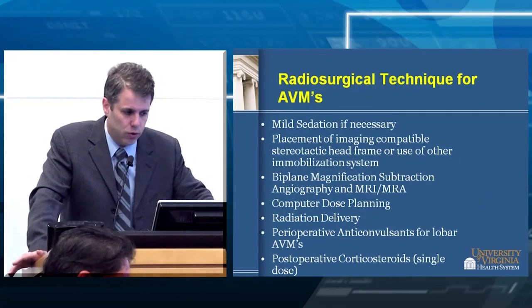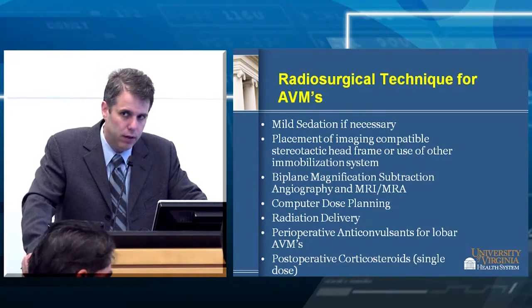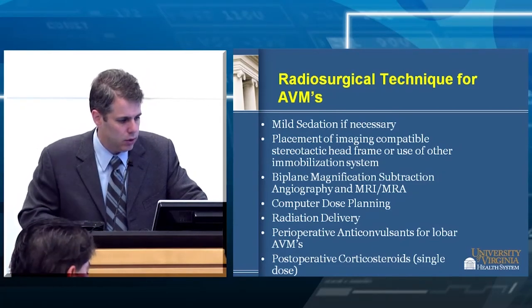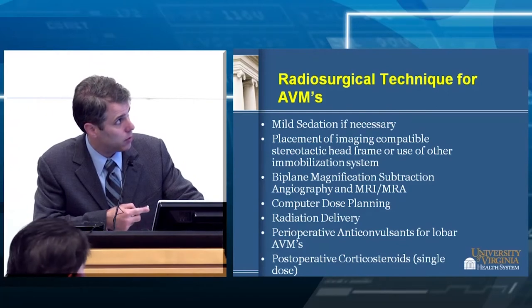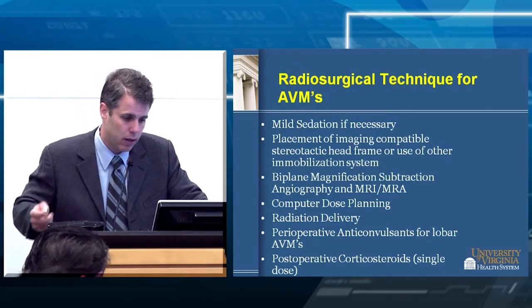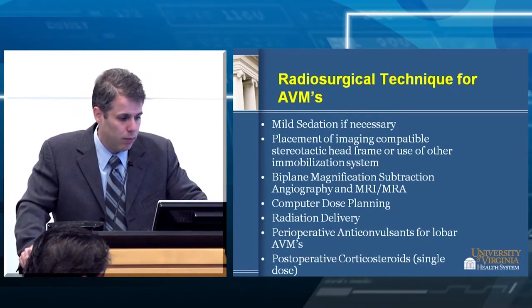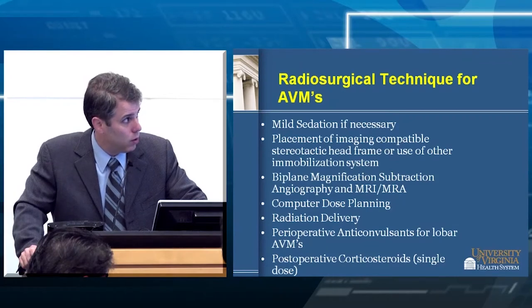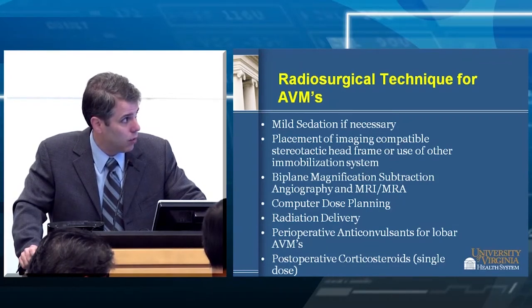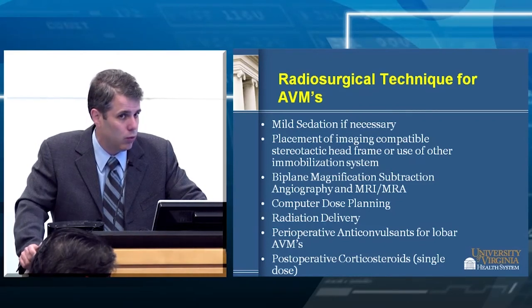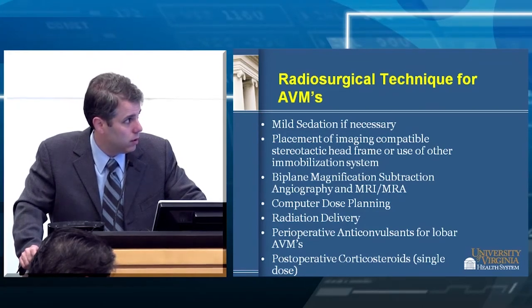Just in brief, the radiosurgical technique for AVMs is a little different than it is for acoustic neuromas, brain metastases, or skull-based tumors. In general, what's done at my institution is a little bit of mild sedation and placement of a frame. Certainly, one could use a frameless device like a mask, where penetration and rigid fixation may not be required. We still do biplanar angiography in all of our AVM cases. We couple it with MR and MRA, or one can do CT and CTA. Then there's the dose planning phase, and then the radiation delivery.